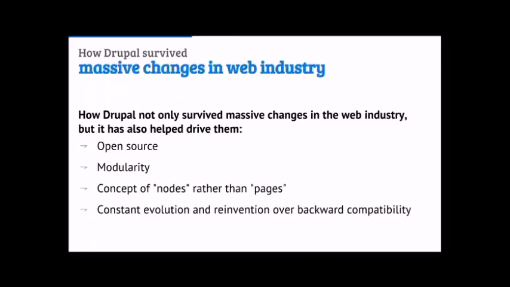And then we have constant evolution and reinvention over backward compatibility, meaning that Drupal, also from the very early beginning, chose not to preserve backward compatibility, because that would require you to drag some historical baggage, and this would come at a significant cost. So it was chosen that we can break people's code, but we cannot break people's data. And basically, now you know why it's so hard to migrate from one major version to another in Drupal.